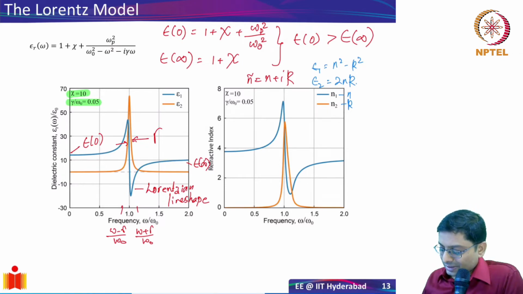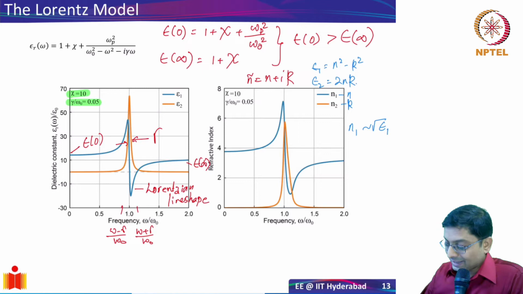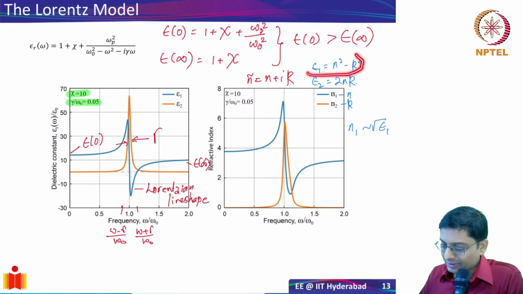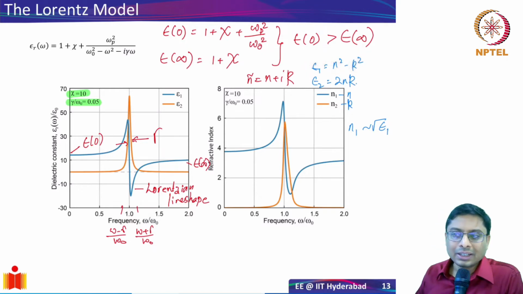Now if you look at the real part of the refractive index, the behavior is similar to epsilon 1. Effectively, n, the real part, or rather n1, is almost equal to root of epsilon 1. It's going to be exactly root of epsilon 1 when kappa is very small, away from the resonance, because epsilon 1 is n square minus kappa square. If my kappa is low, n is exactly root of epsilon 1. Close to the resonance it's going to be slightly different.